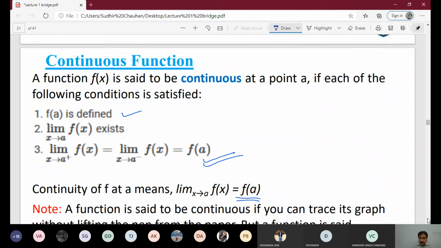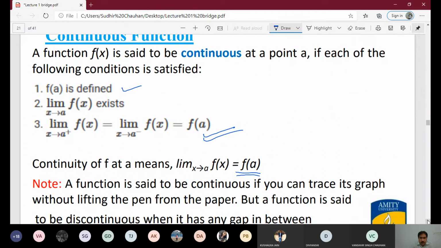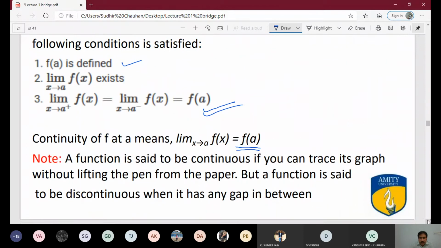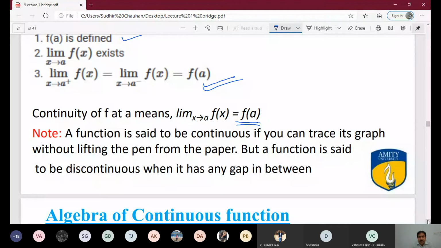Now in simple words, a function is said to be continuous if you can trace its graph without lifting the pen from the paper. So if we write anything on the paper without lifting the pen, it is a continuous function. But a function is said to be discontinuous when it has any gap. Suppose we write like this and then we write from here, so it has a gap, so it has some discontinuity, it is not a continuous function, and here it is a continuous function.